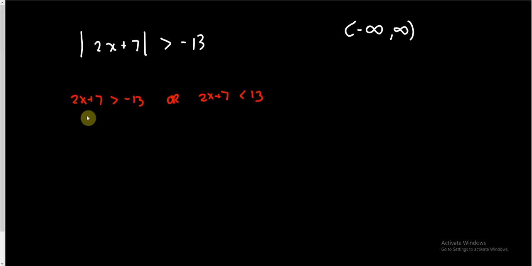You would just need to solve each of these by subtracting 7. So 2x is greater than negative 10. Divide by 2. X is greater than negative 5. Or, same thing, subtract 7.